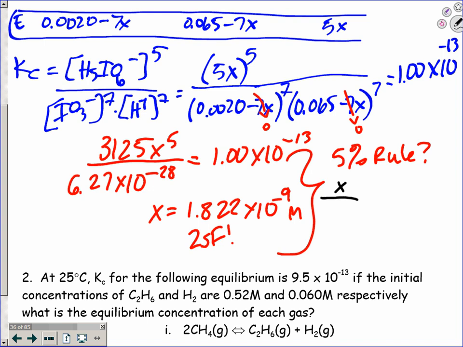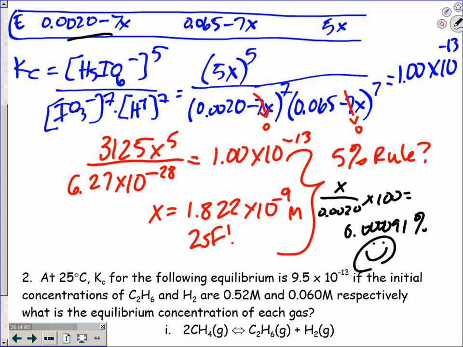Okay, so 0.0020, and times it by 100, and we're going to figure out what that percent is. So x is that divided by... what's your percentage? Small. It's small. It's 0.000091%. Yes, it's less than 5%.